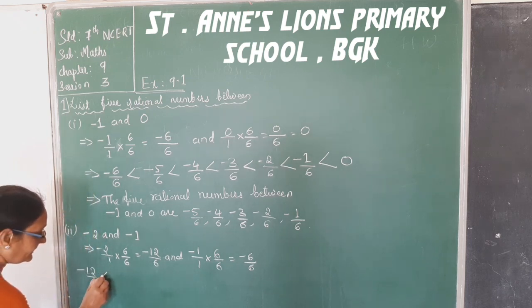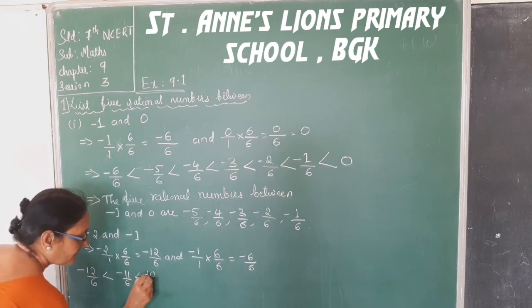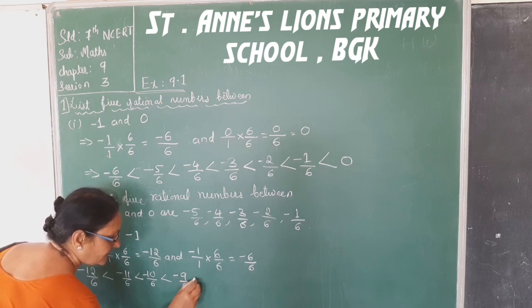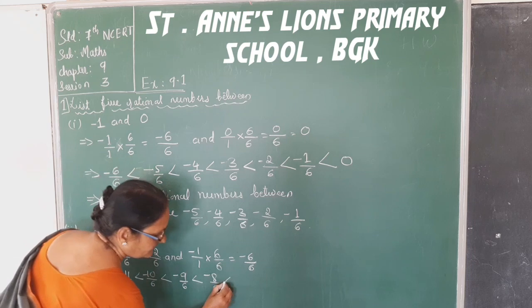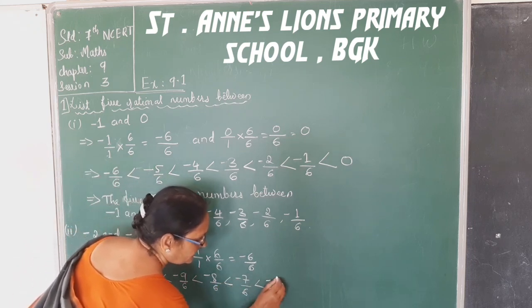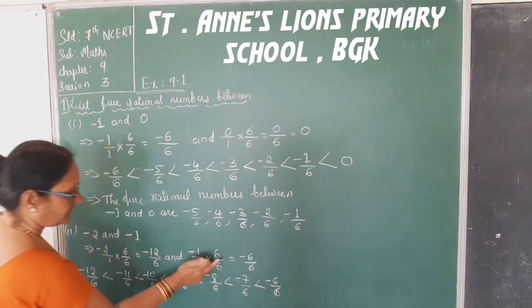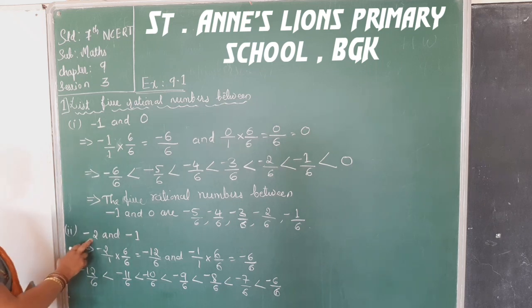Minus 12 by 6 is smaller than minus 11 by 6, is smaller than minus 10 by 6, is smaller than minus 9 by 6, is smaller than minus 8 by 6, is smaller than minus 7 by 6, is smaller than minus 6 by 6. Here minus 6 by 6 is nothing but minus 1, and minus 12 by 6 is nothing but minus 2.